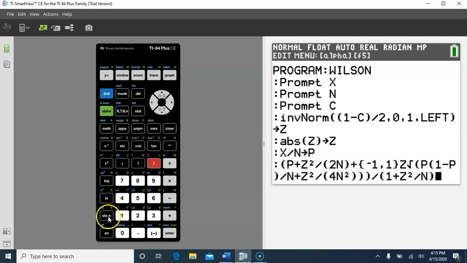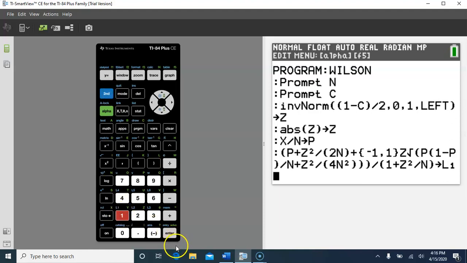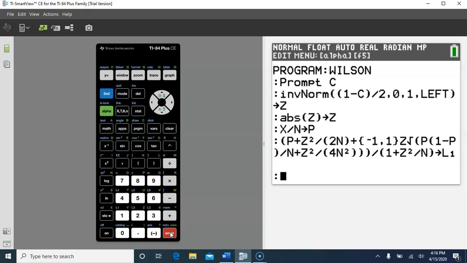I'm going to take those two values and store them into list 1. So I'm going to do second and the number 1. So those two answers, the lower end of our confidence interval and the upper end of our confidence interval, are going to get stored into list 1.